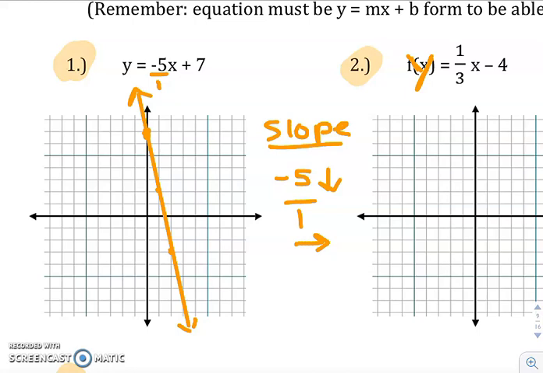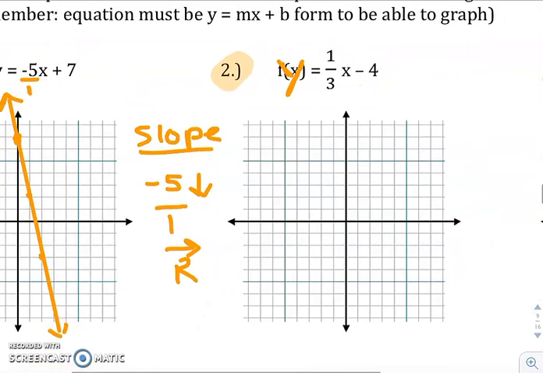So I think it's helpful with the slope to always remember that we're going right. Like the bottom number in your fraction is always the right part. Whether it's negative or positive tells you if you go up or down. So because it's negative, we went down 5 from the y-intercept. If it would have been positive, we would have gone up. So let's look at number 2.